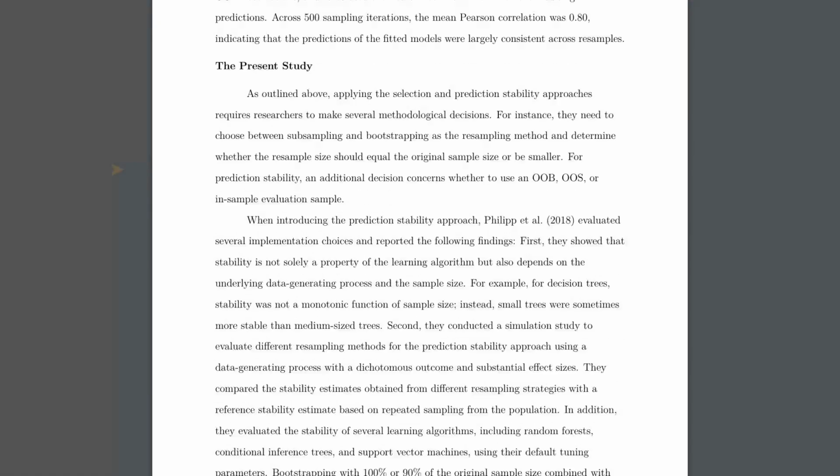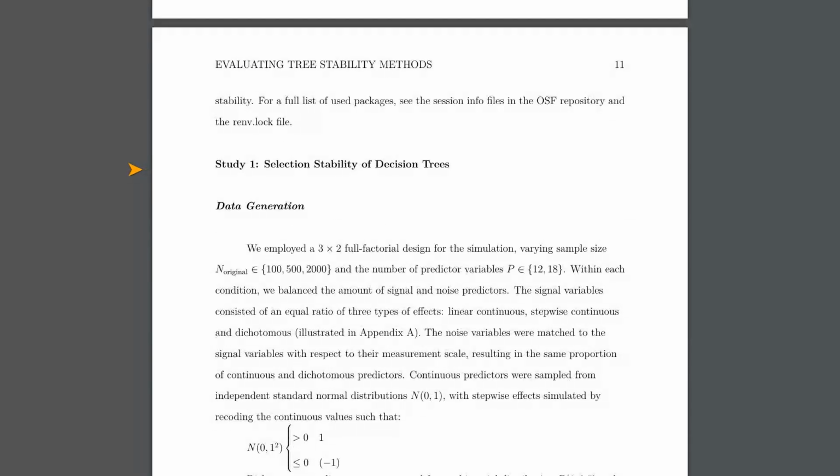These are the results for CTREE. Here, bootstrapping also led to a significant increase in picking noise variables as important, making the results less reliable.